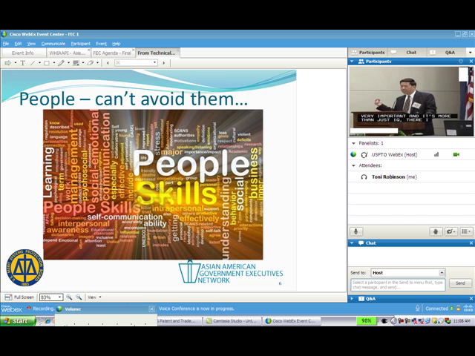Who knows what EQ stands for? Emotional intelligence, right? How you respond to situations and to people. What about CQ? That's cultural intelligence, right?